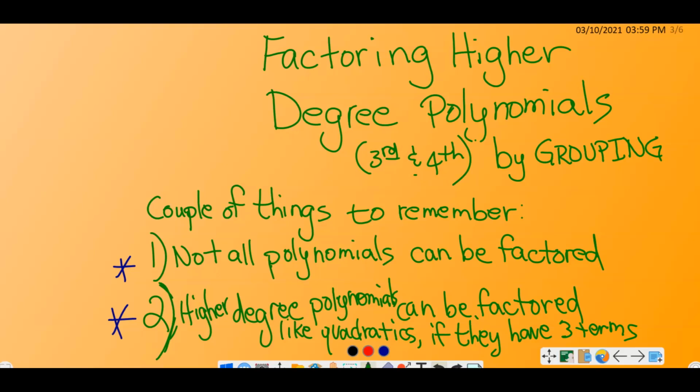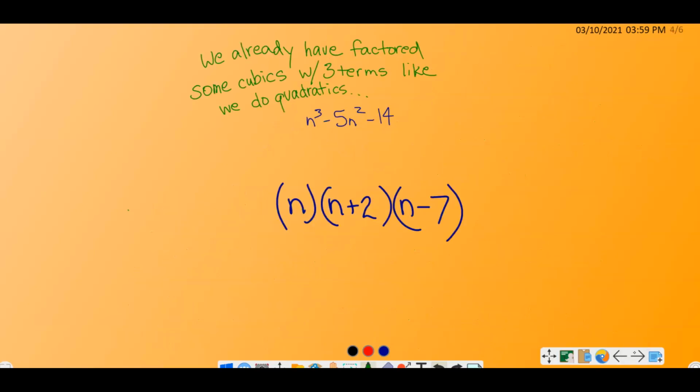And number two, we already know that higher degree polynomials can be factored like quadratics, as long as they have 3 terms. And I'm going to demonstrate that with fourth degree, even degree polynomials in another video. But in this video, I'm going to remind you that you've already factored some cubics, third degree polynomials, like we do quadratics. For example, in this problem, we had n cubed minus 5n squared minus 14n.